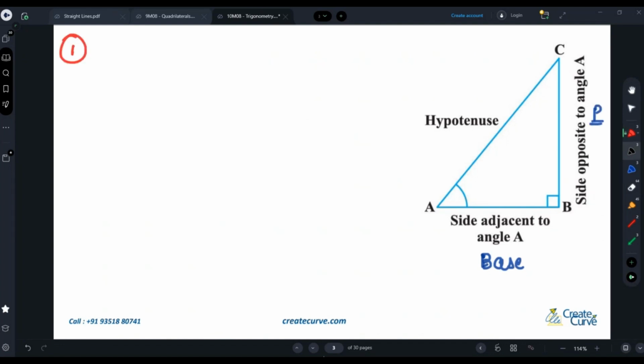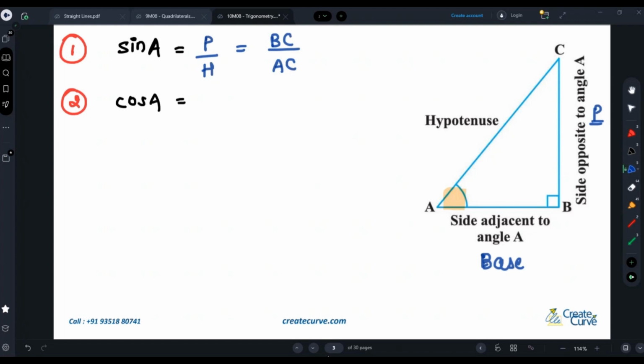First, writing the ratio for sine of angle A, since angle A is given to us. Do we know the concept for sine of angle A? It is always perpendicular by hypotenuse. Looking at the shape and writing the sides, it will be BC over AC. The second is cos of angle A. This is always base over hypotenuse, which is AB divided by AC.